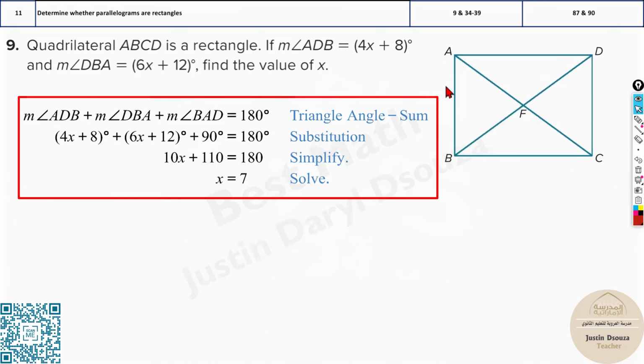Just realize this is a triangle. You know two angles, and one more angle is 90 degrees. So sum them up. The triangle angle sum theorem says that it will be 180 degrees.